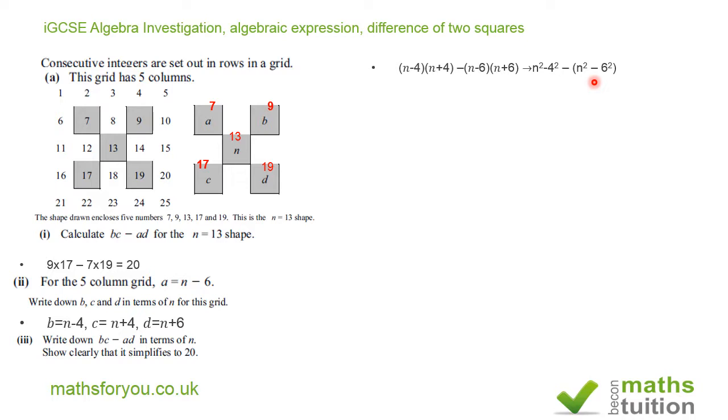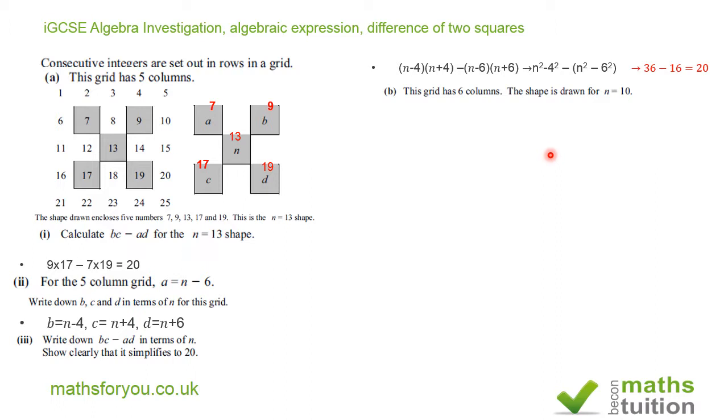And when you open up the brackets, the n squareds will cancel out. You end up with 6 squared minus 4 squared. And 6 squared is 36, 4 squared is 16. 36 minus 16 will give us 20. That's it, squared. Okay, moving on.